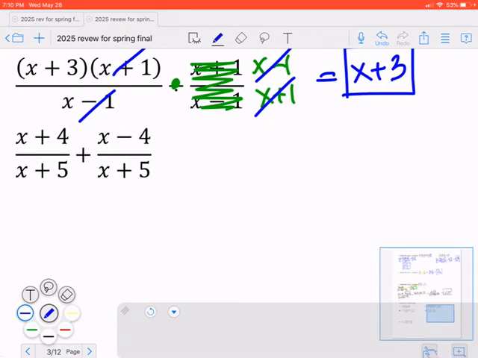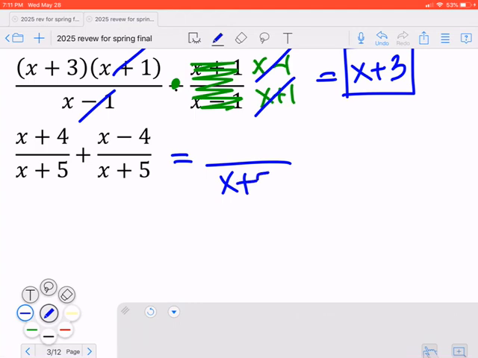And this one is adding. So we have a common denominator. So we have x plus 4 plus x minus 4. 4 minus 4 is 0. X plus x is 2x over x plus 5.